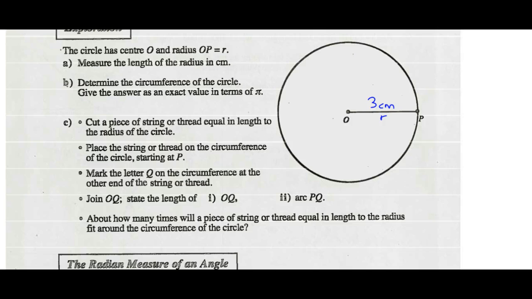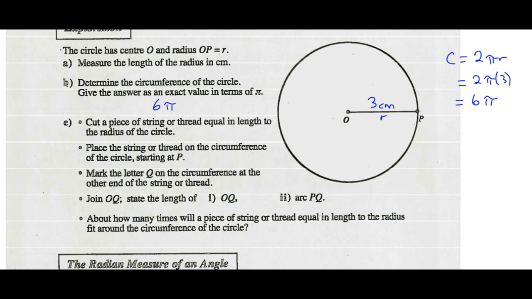Determine the circumference of the circle. Give the answer as an exact value in terms of pi. So the formula for circumference is 2 pi r, or pi d, however you want to look at it. So this circumference is 2 pi times 3. Well, the circumference is 6 pi. All right, so that's 6 pi units.